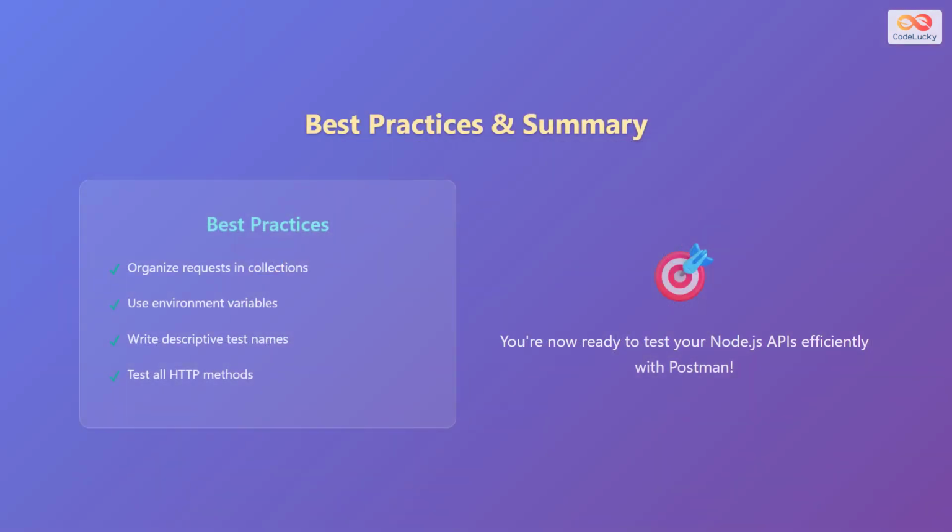Here are some best practices for Application Programming Interface, or API testing with Postman. Organize requests in collections, use environment variables, write descriptive test names, and test all Hypertext Transfer Protocol, or HTTP methods. You're now ready to test your Node JavaScript Application Programming Interfaces, or APIs, efficiently with Postman.